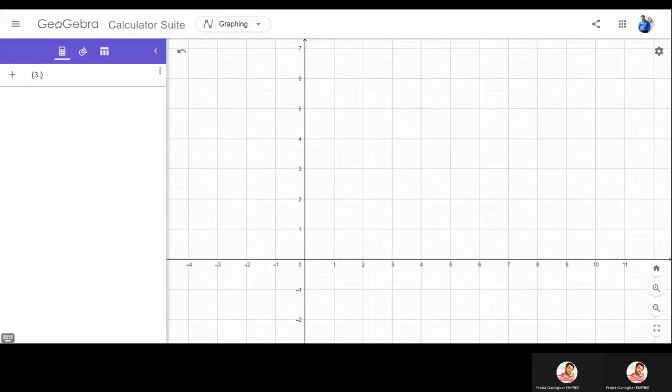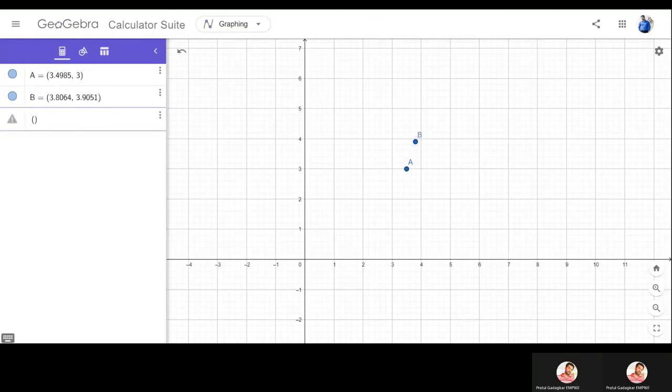First point was 3.4985, 3. The second point was 3.8064, 3.9051. The third point is 4.1989, 4.897. The fourth point was 4.6847, 5.997. So these are the 4 points.